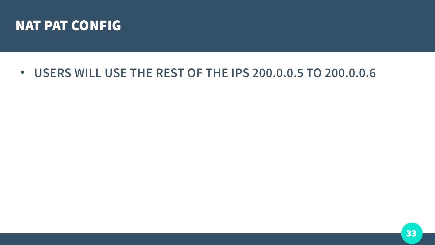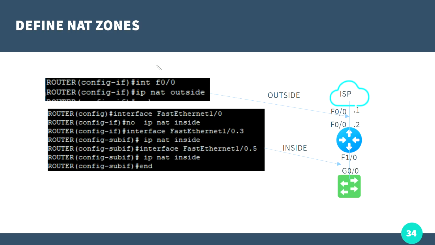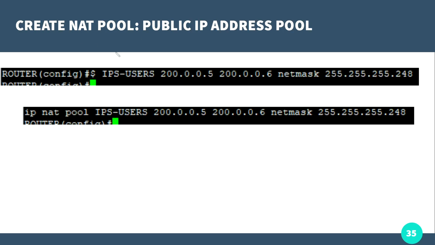Finally, we're going to check NAT PAT. In this case, the users in our network will reach the internet using those public IP addresses. We have to define the NAT zones, and then we have to apply the NAT. I think I missed something. No, this is okay. We're going to create another public pool. The pool of public IP addresses is going to be called IPs users, and there are only going to be 2 IP addresses in this pool.